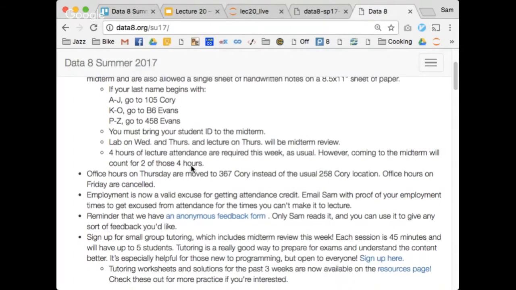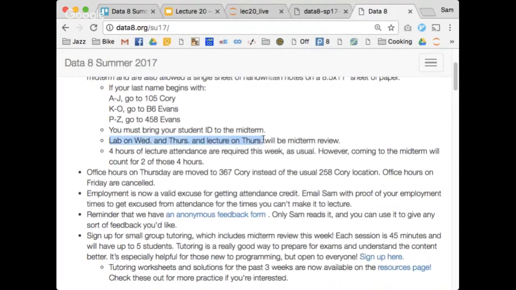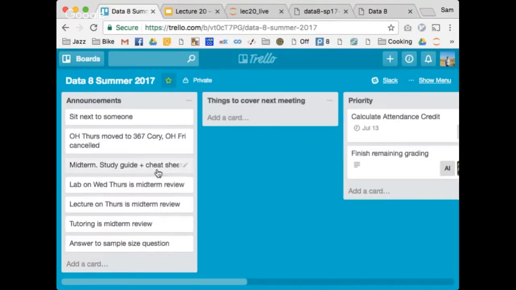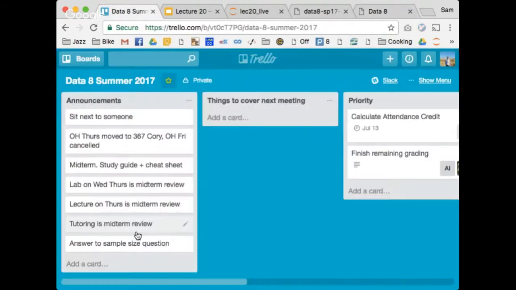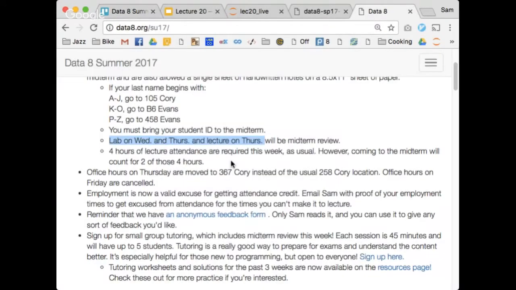Okay. Lab on Wednesday and Thursday, and lecture on Thursday will be midterm review, as I mentioned before. 4 hours of lecture attendance are required this week as usual, but the midterm will account for 2 of those hours. What else do I got? And tutoring is also midterm review this week, so if you haven't signed up for tutoring, do we have any spots left? Nope, no spots. Okay, everyone signed up. And that's all the announcements I got. Any questions?